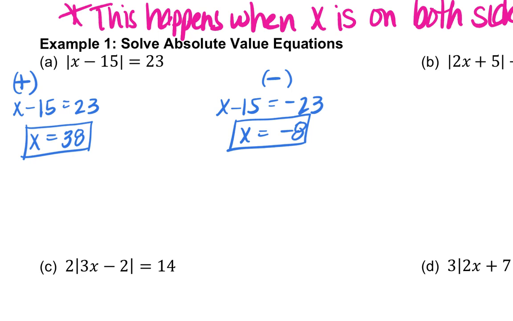So I don't have to worry about extraneous answers here because x is isolated on one side. It's not on both. So think about what this means. If you were to plug the 38 in, what is 38 minus 15? It's 23. What's the absolute value of 23? 23. It checks, right? Well, what if I plugged in a negative 8? Negative 8 minus 15 is negative 23. But what's the absolute value of negative 23? 23. So that's why you're able to get two answers. Understand?